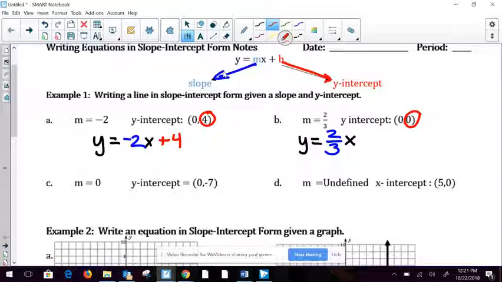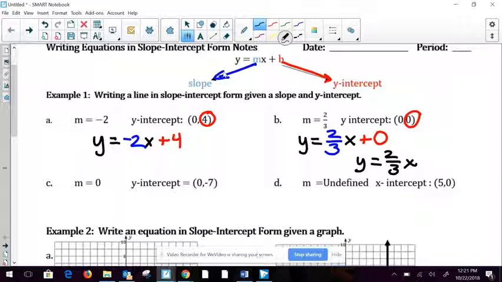Now, we could say plus 0, but you typically don't walk around and tell everybody what you don't have, right? No, of course not. That would be silly. So we're just going to write it as y is equal to 2/3 x. All right, C and D are a little bit trickier, but I think you guys can handle it.